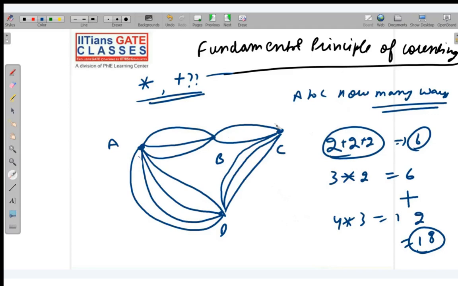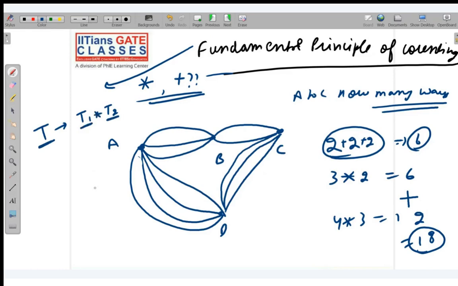Multiplication is applied when the task is not yet over. For example, I want to reach from A to C. The task is not over when I reach from A to B. The task will be over when I reach from B to C also. So whenever I am in between or the task is not over, then I have to do multiplication. So what is the fundamental principle of counting saying? I have a big task and I have divided it into say 2 tasks. Then to complete this task, I have to multiply the number of ways of doing T1 and T2.